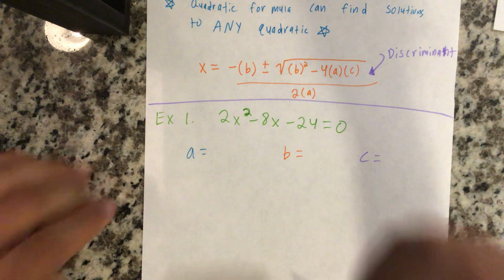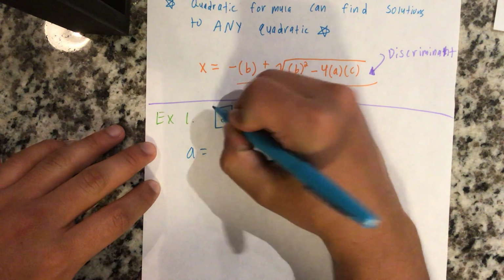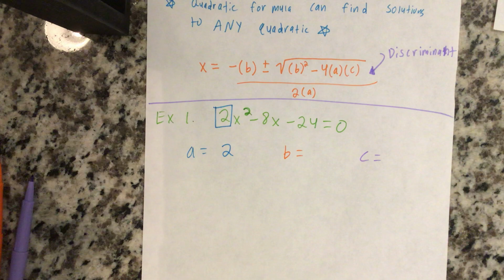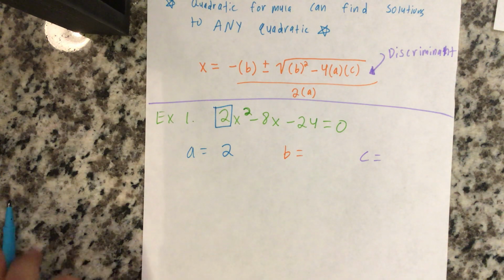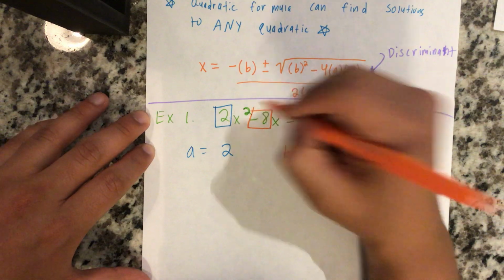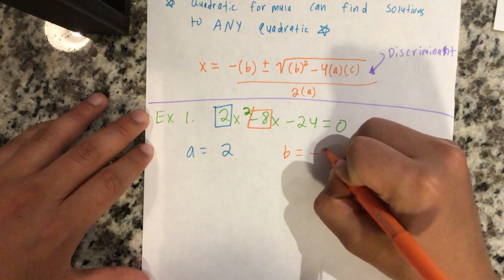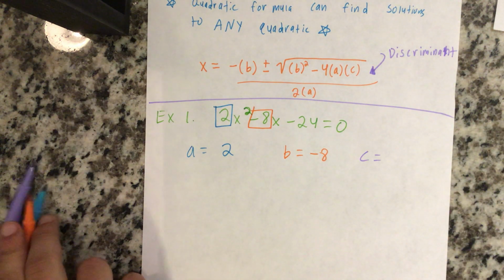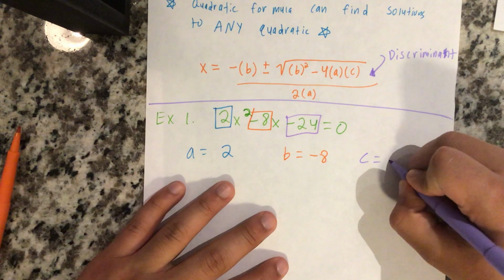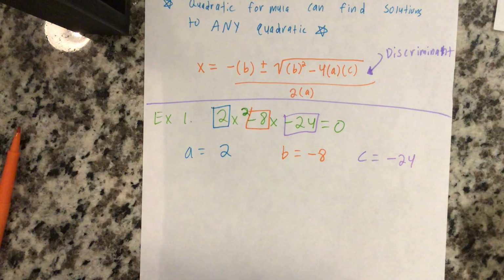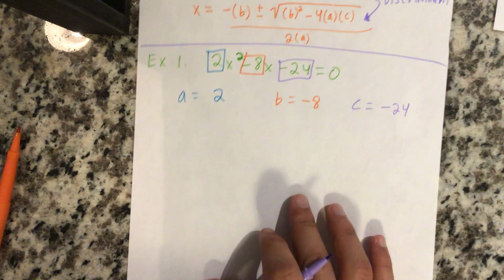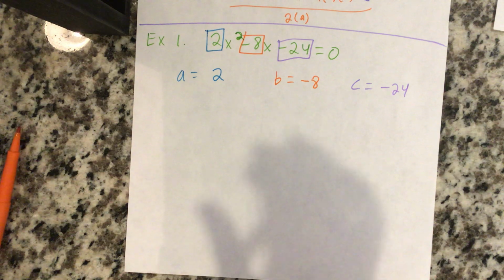So A, remember, that's what's in front of the x squared. So my A in this equation is 2, right? Now my B is whatever's in front of the plain x value. So here I have negative 8, right? Easy so far. C is the constant. Make sure you get the sign. Negative 24, okay? We can do the A, B, and C like nothing. We got it, okay? Now, this is where it gets tricky.